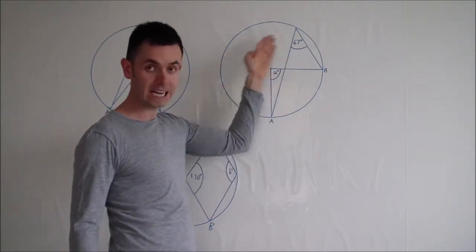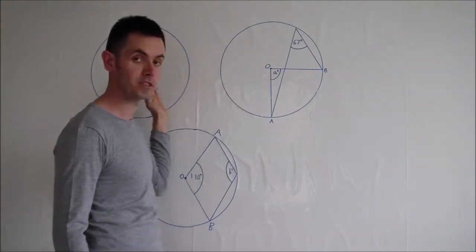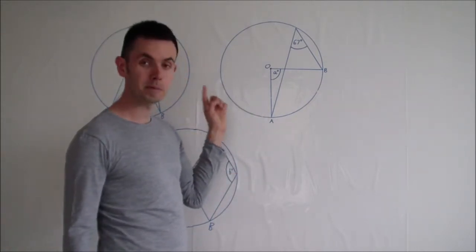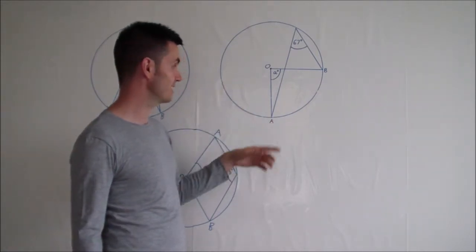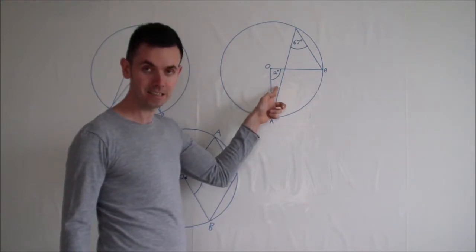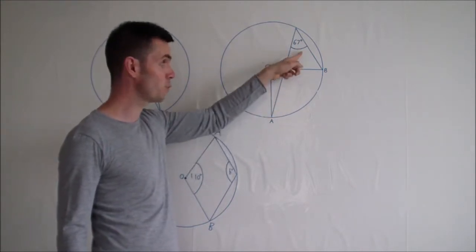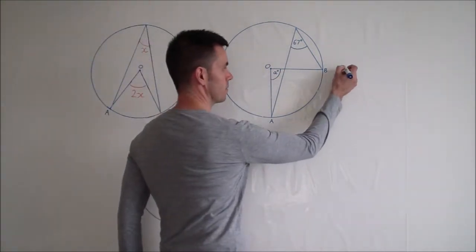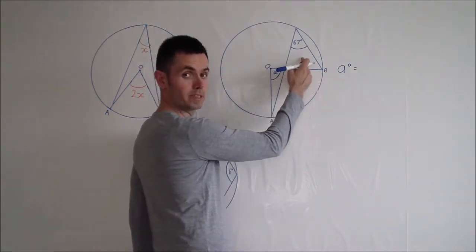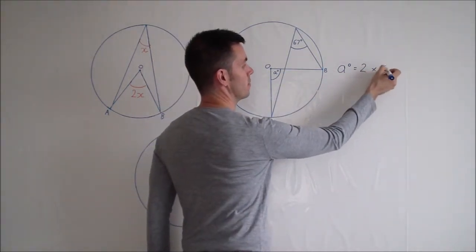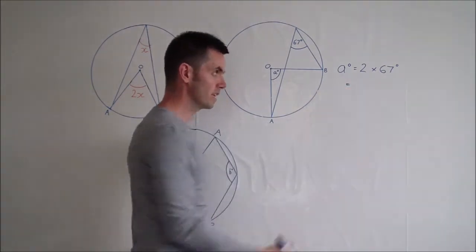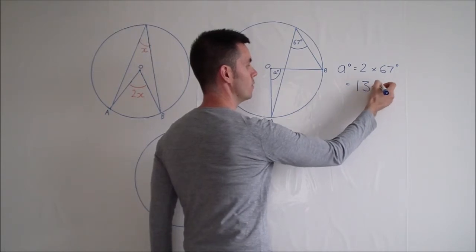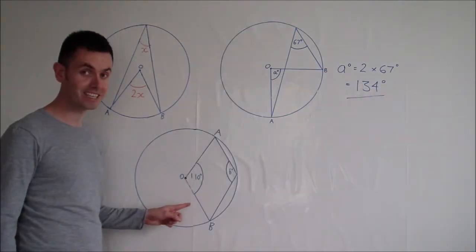Even though the shape cast by these lines is slightly different from the one we've just seen, the actual situation is the same. And you need to be able to spot that, because once you do, it's very easy. If we know that the angle at the centre, in this case A degrees, is twice the size of the angle at the circumference, then we know that A degrees is equal to 2 multiplied by 67 degrees. And if we work that out, 2 times 67 is 134 degrees.